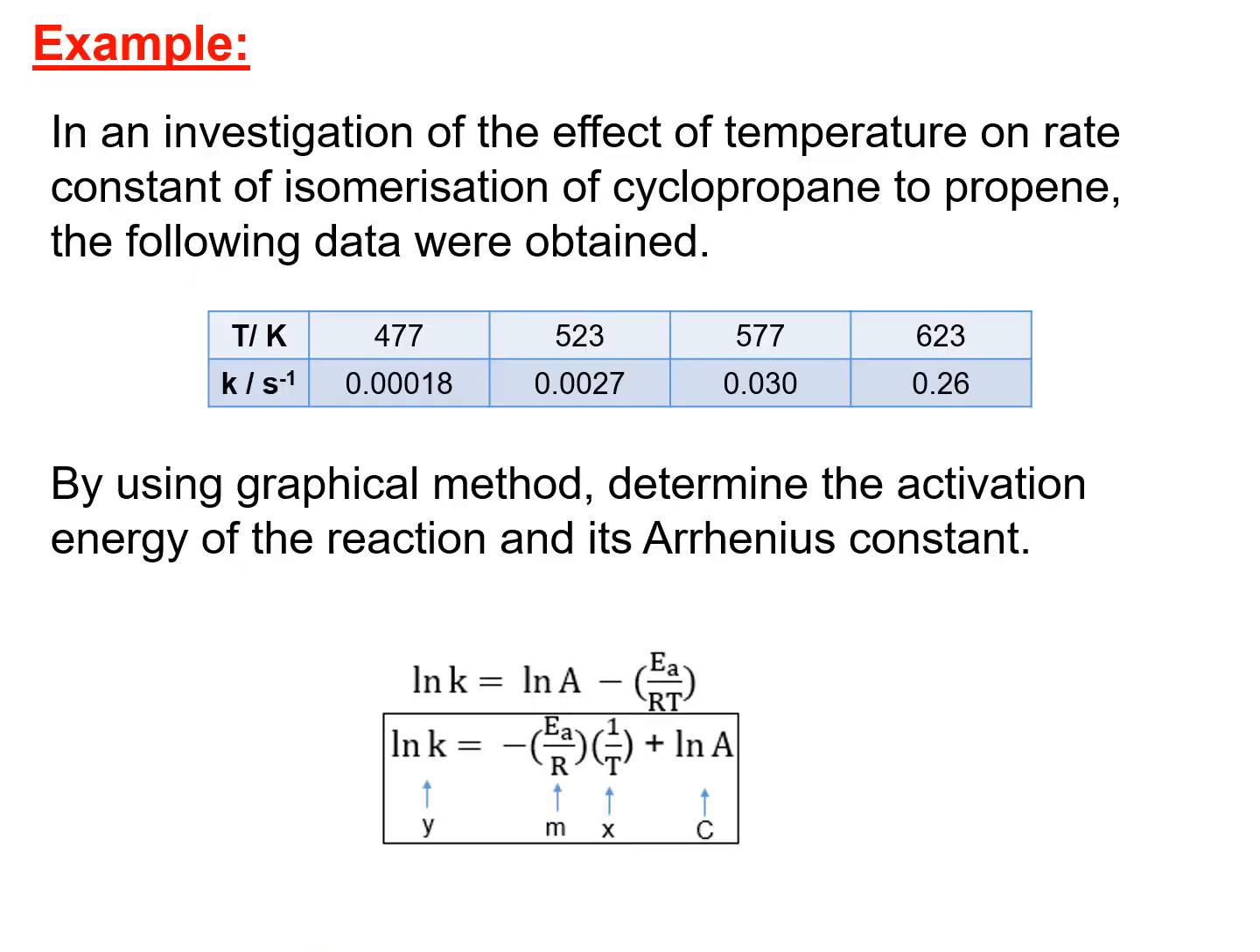Okay guys, let's look at this example. Dia bagi tahu in an investigation of the effect of temperature on rate constant. Okay, you tengok kat sini keyword dia temperature and then rate constant. So anything yang melibatkan temperature dan rate constant, you kena ingat this must be related to Arrhenius equation. Okay, sebab kenapa in Arrhenius equation temperature is directly proportional to the rate constant.